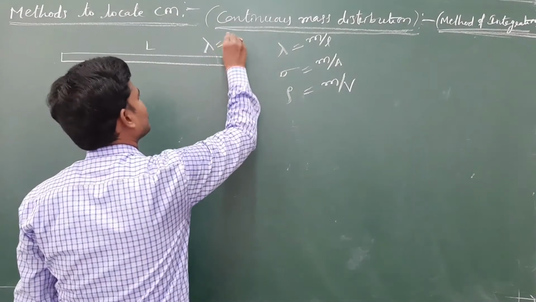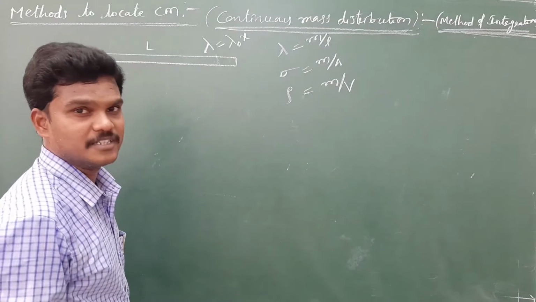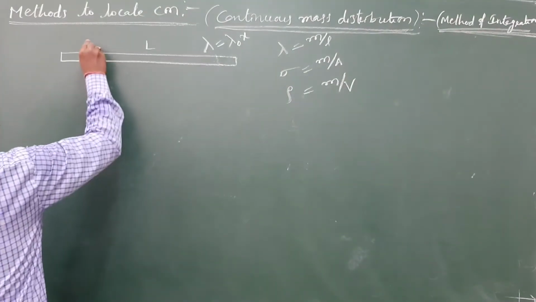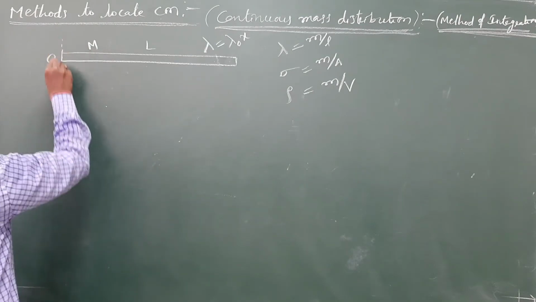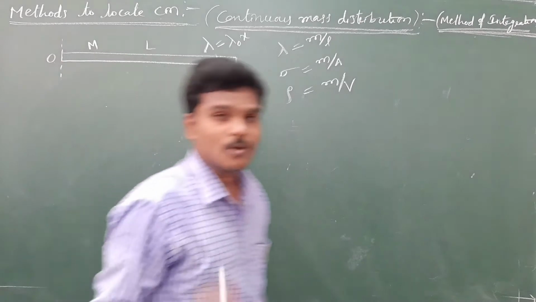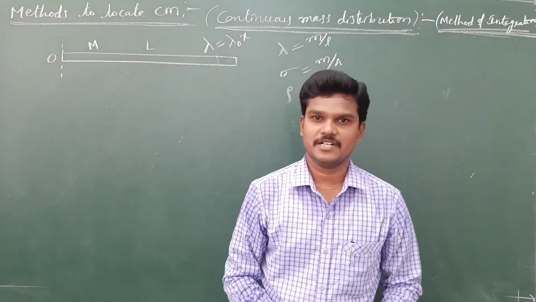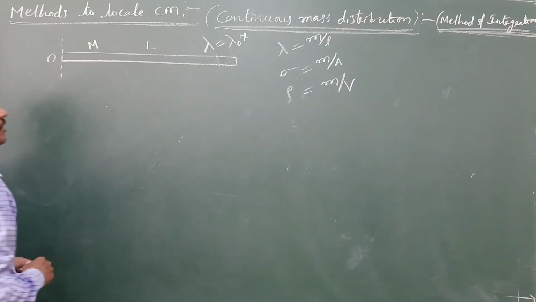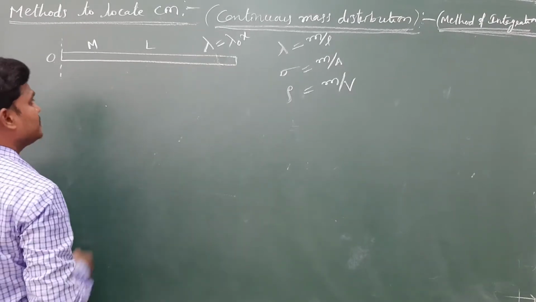Let us suppose lambda is lambda naught x, so the linear density varies with respect to x. Now they are asking to find the center of mass from this point O, where the mass is M. To solve this type of question, we have to use the method of integration, which we already covered. So let us use it and see.